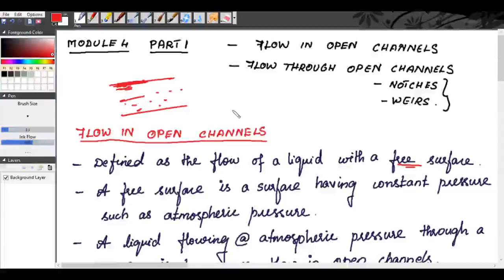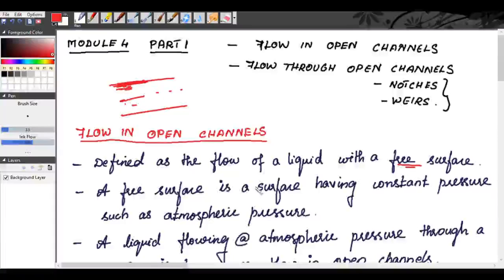So in open channels, you can see around you, in your surroundings, channels which are flowing openly. The free surface of water will be open to the atmosphere. So that is called flow in open channels.